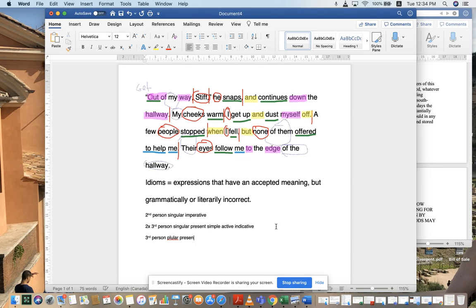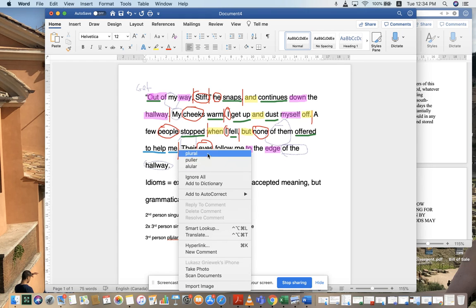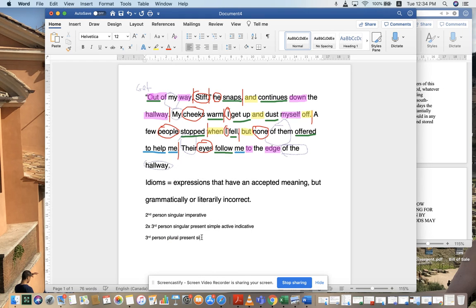It's present. It's simple, active, and it is indicative. Is it? Right? I mean, what is being warmed? The cheeks. Okay, so this is actually a passive. Okay, indicative, not an active indicative. Because the action is being done to the cheeks, which are the subject of the sentence. Remember, all passive verbs act upon the subject, and in this case, there it is.